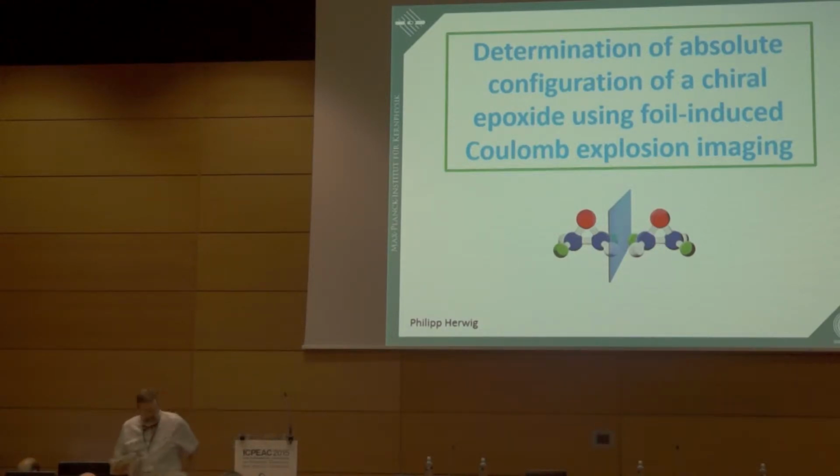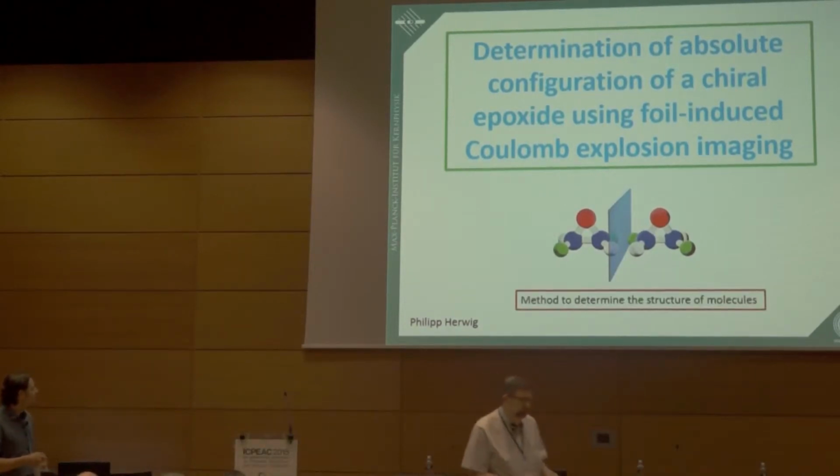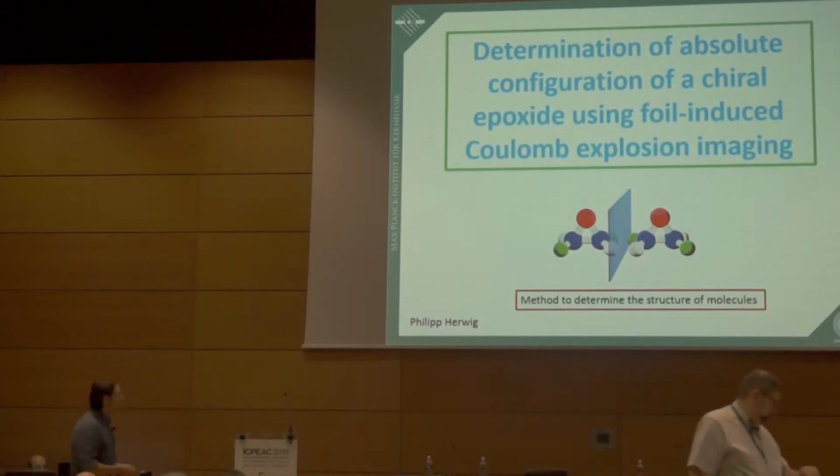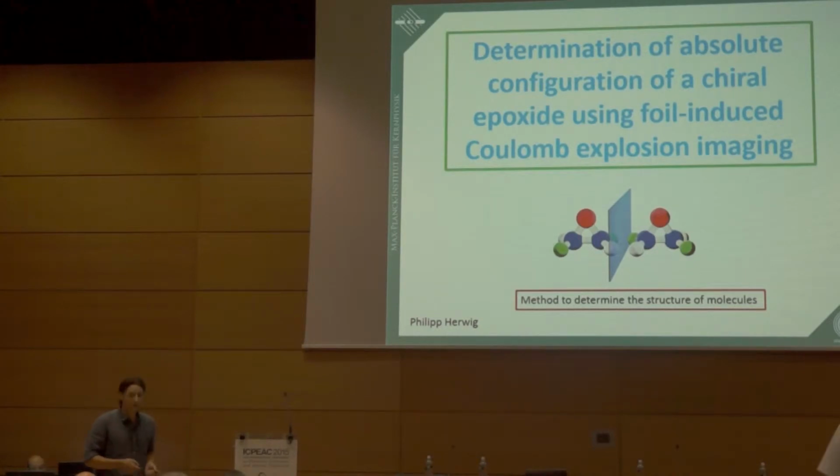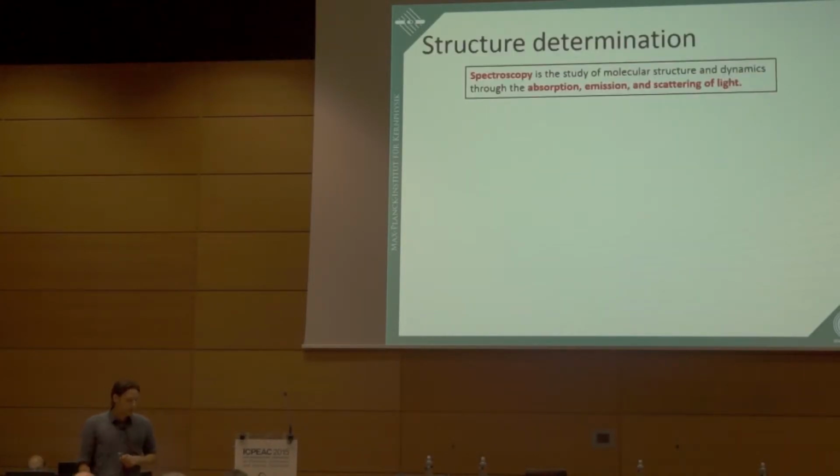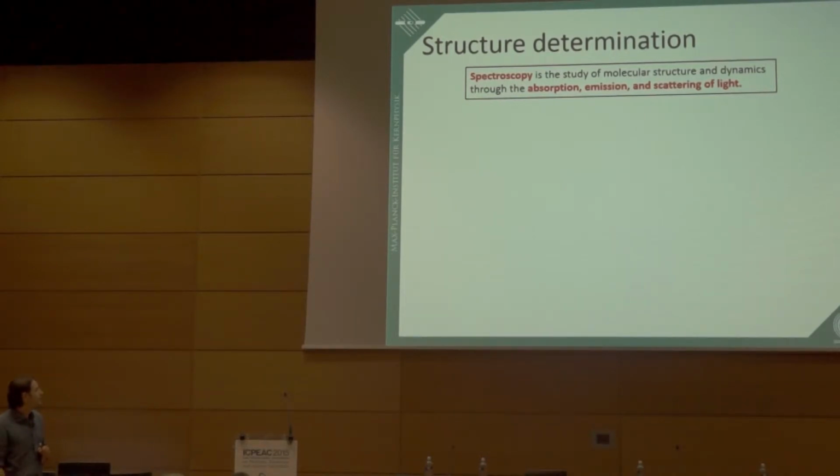Okay, thanks a lot. So what I want to talk about is, in principle, a method to determine the structure of molecules. Normally, the structure of a molecule is determined by spectroscopy, which is, as can be written in every textbook, the study of molecular structure and dynamics through the absorption, emission, and scattering of light.